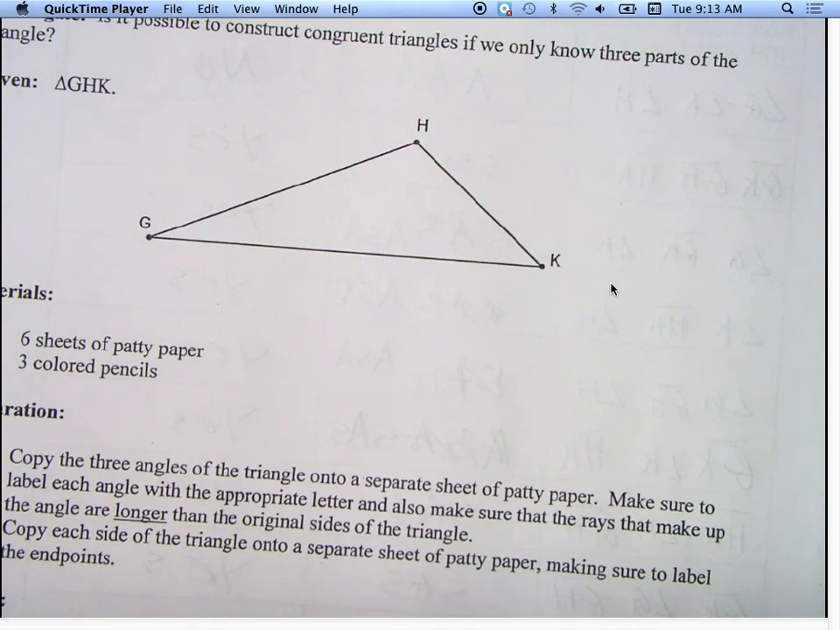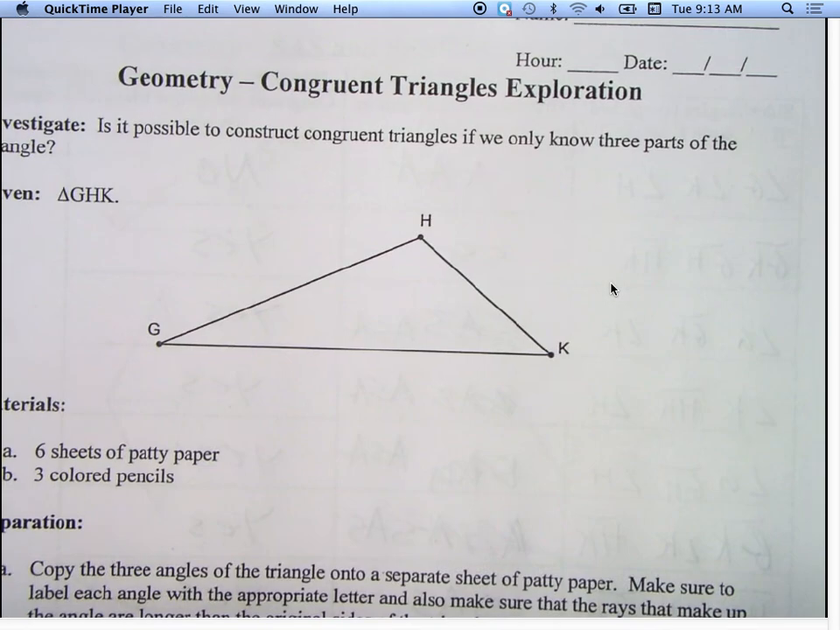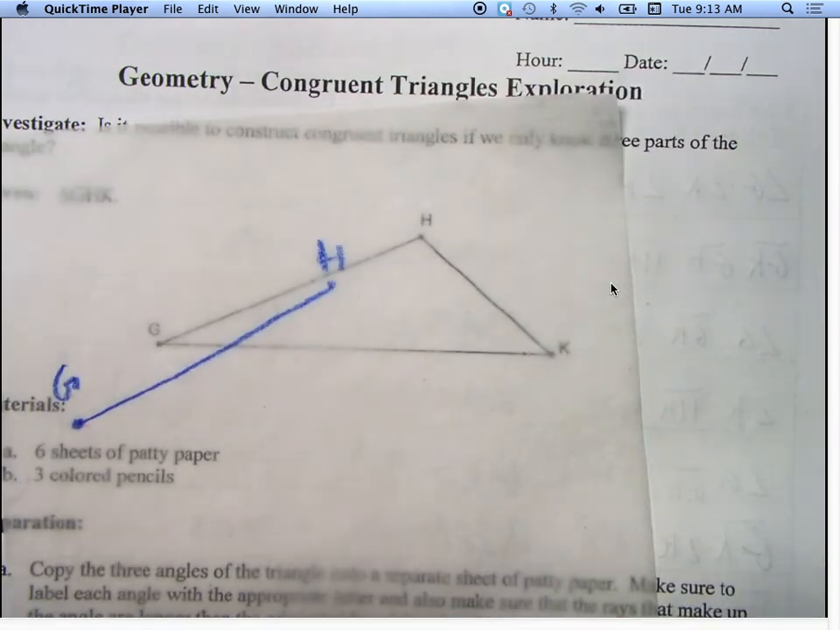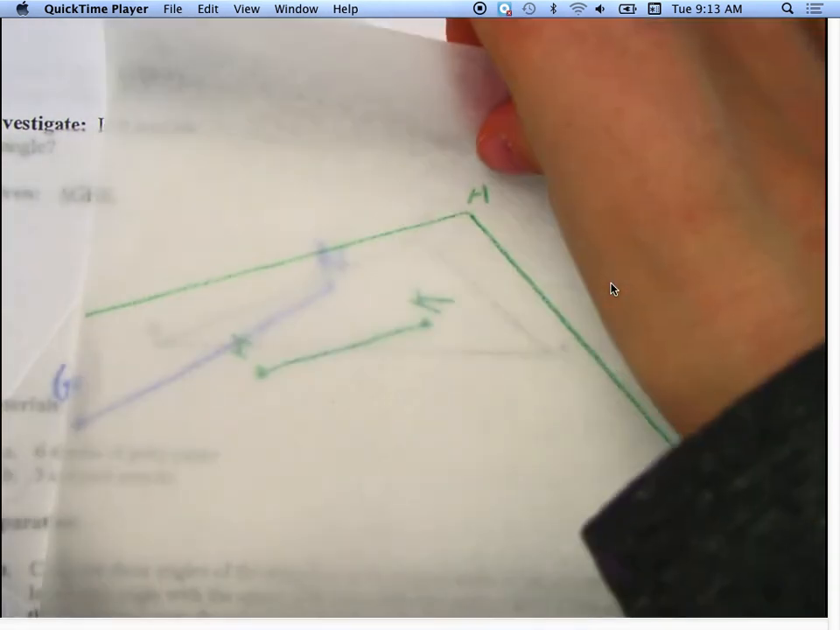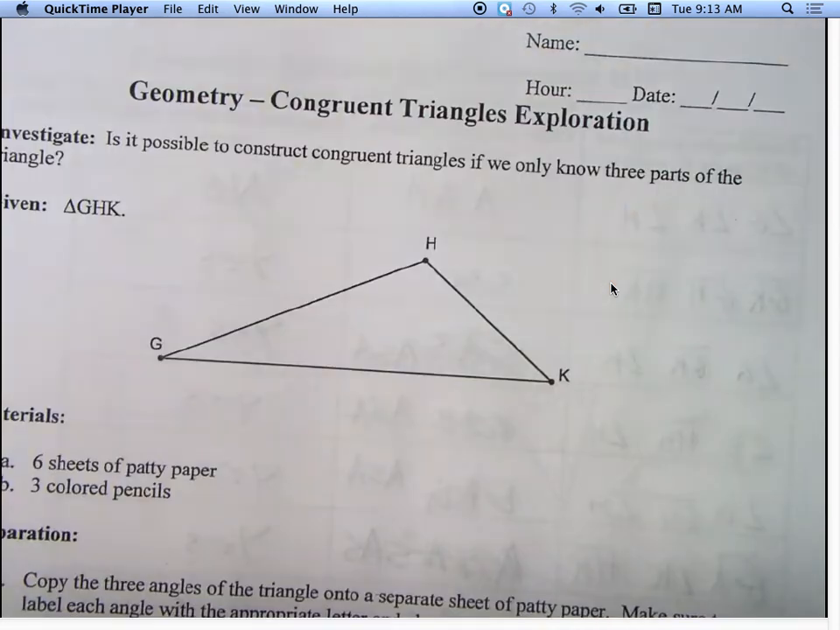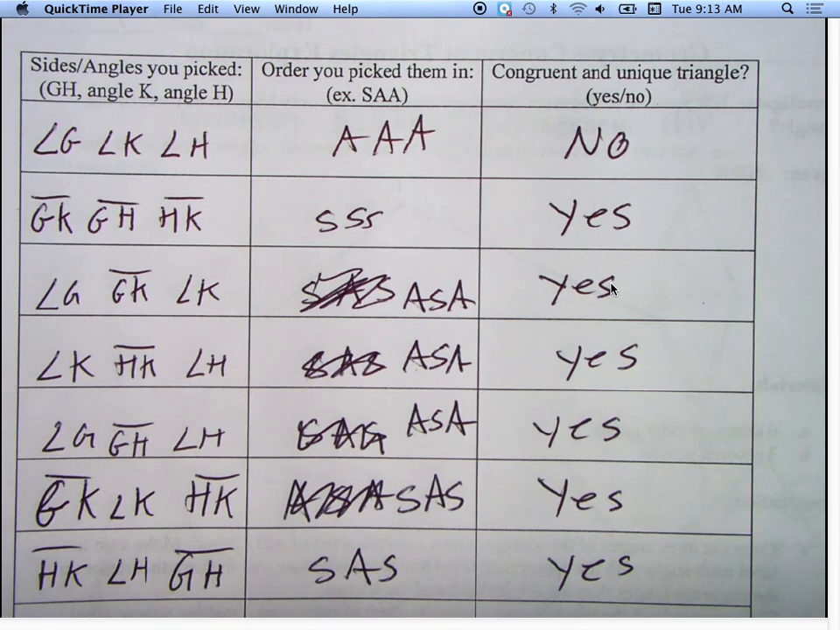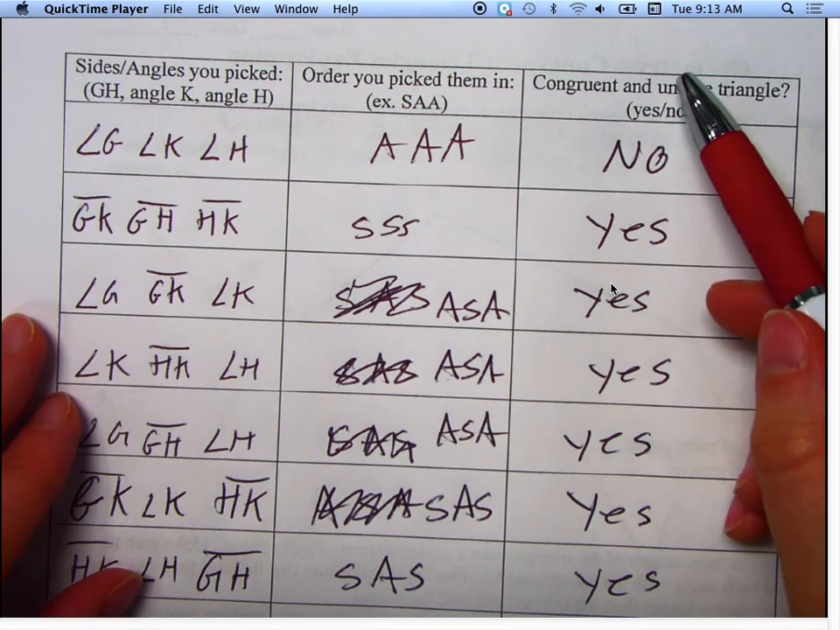We looked at congruent triangles, and we did this exploration where you had to copy down each angle and each side on a separate sheet of patty paper, okay? And then if we look on the back, we've gone through combinations. We tried the 3 angles and saw that we could make a much bigger triangle and a much smaller triangle. So no, it's not unique.